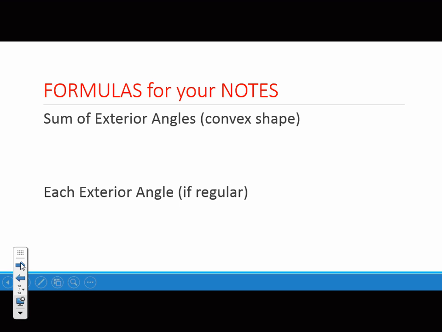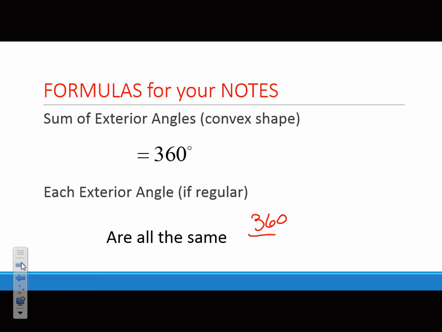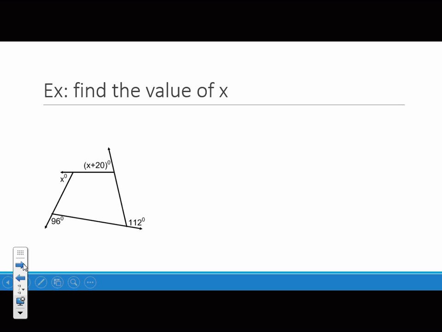Now, the formula for exterior angles is awesome. The sum of exterior angles of a convex shape is 360 degrees, ladies and gentlemen. Doesn't matter how many sides it has, doesn't matter if there's 3 or a million, it's always going to equal 360 degrees. Now, each exterior angle, if it's regular, are all going to be the same. So we would just take 360 divided by n, the number of sides. Okay? Fabulous. I have one more example for you, and then we're done, ladies and gentlemen.